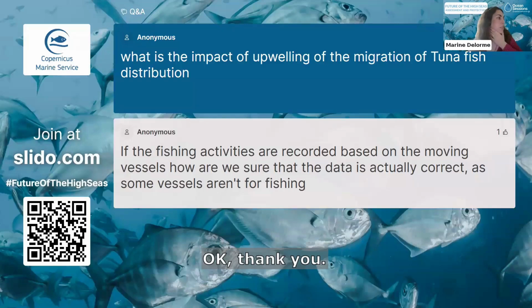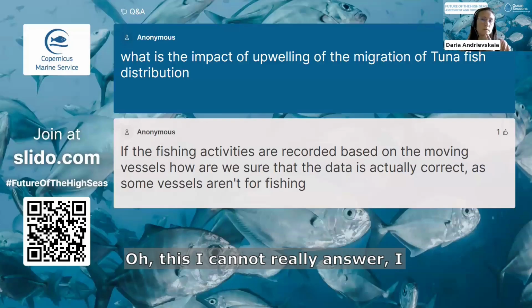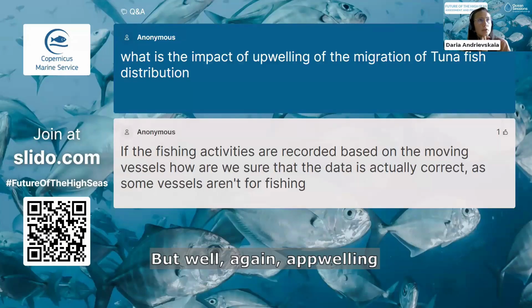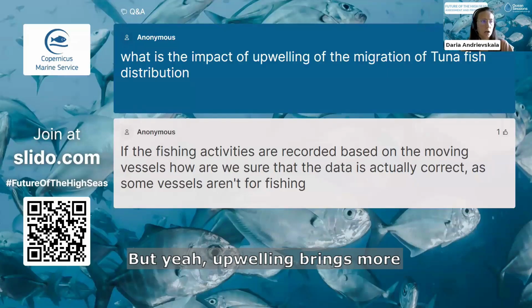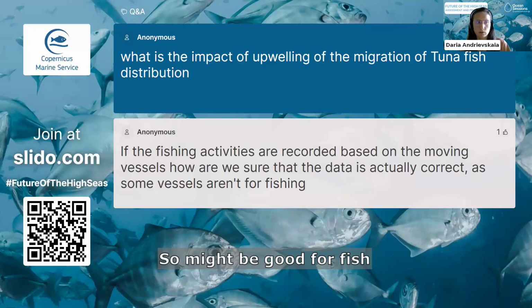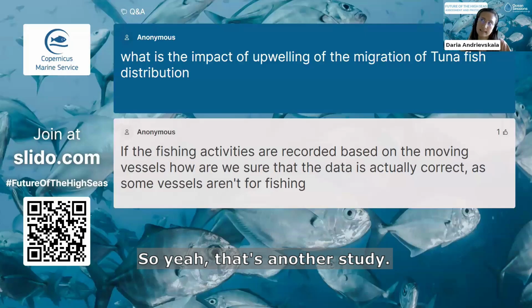Okay, thank you. Next question: what is the impact of upwelling on the migration of tuna fish distribution? Oh, this I cannot really answer. But upwelling happens in the coastal zones, so you need to zoom in more on the coast, and here we had a bigger scale. But upwelling brings more nutrients, right? So it might be good for fish sometimes. Too many nutrients might not be very good. So that's another study.